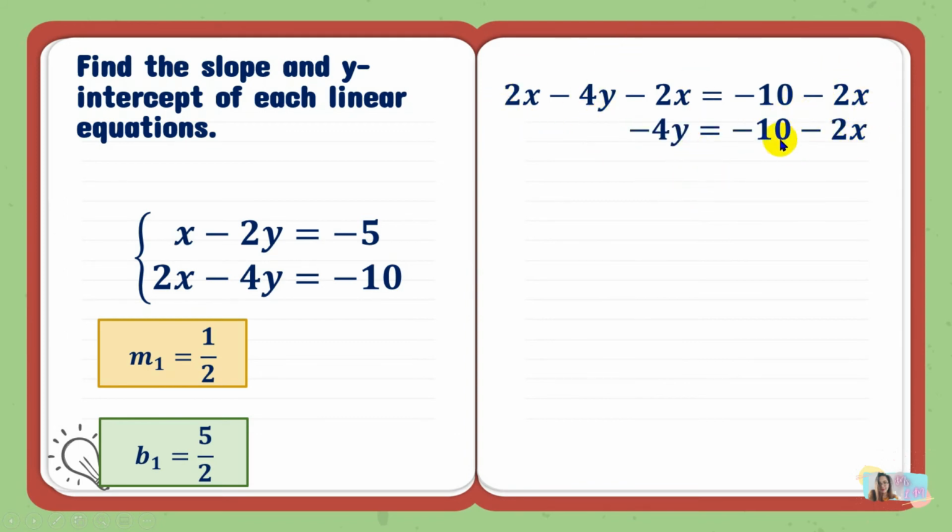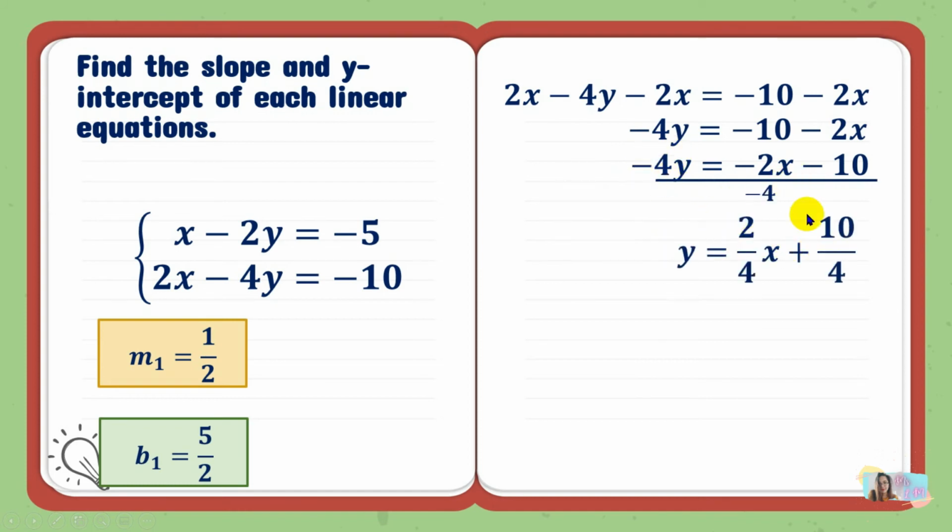And on to the right, we have negative 10 minus 2x na kailangan nating i-write wherein yung term natin with the x variable ay yung nasa unahan ng ating constant. So, magkakaroon tayo ng negative 4y is equals to negative 2x minus 10. Hindi pa po ito ang ating slope-intercept form kasi negative 4 pa ang numerical coefficient ni y. So, divide natin both sides by negative 4 to cancel that out.